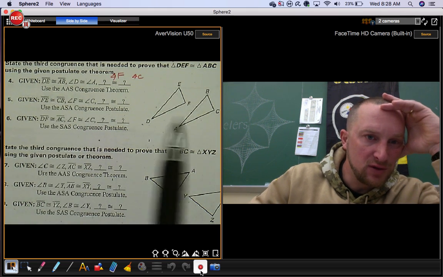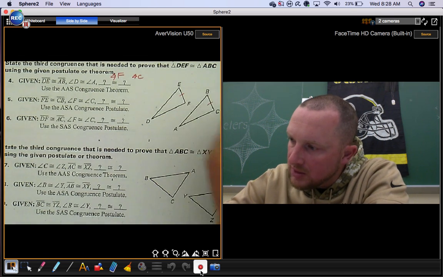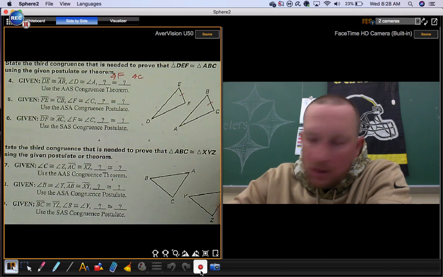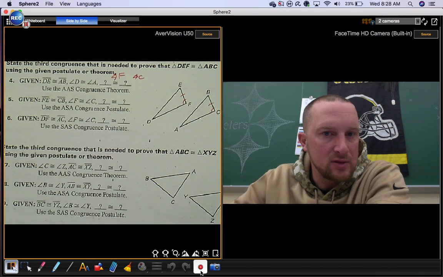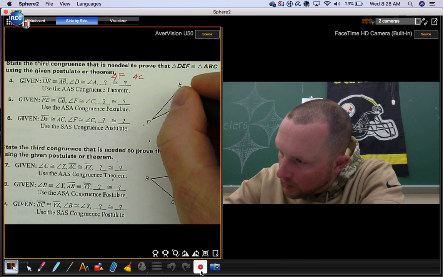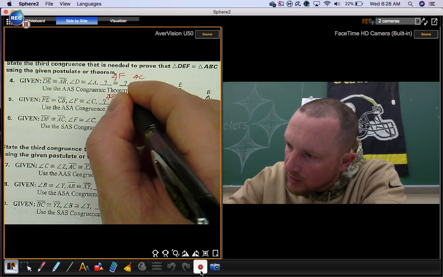Number 5, we'll do this one on the picture. Segment FE is congruent to segment CB. Angle F is congruent to angle C. What else do you need to use angle, side, angle? Well, you need congruent angles up here. You need angle E to be congruent to angle B.